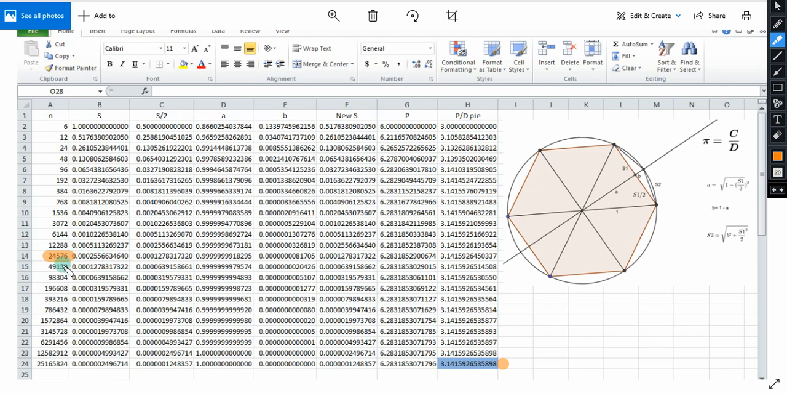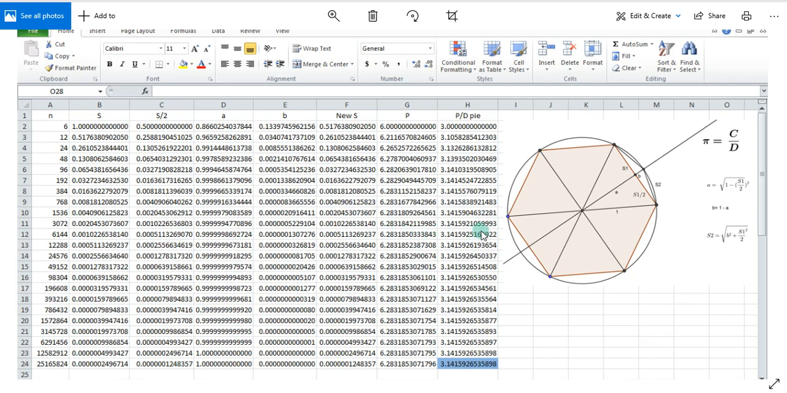But we didn't stop here, we moved to 25,165,824 sides, a regular polygon. It's surely a very smooth circle, and its pi value is 3.14. So let's move to the real section of this video.